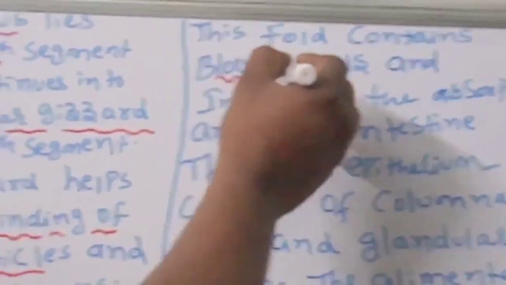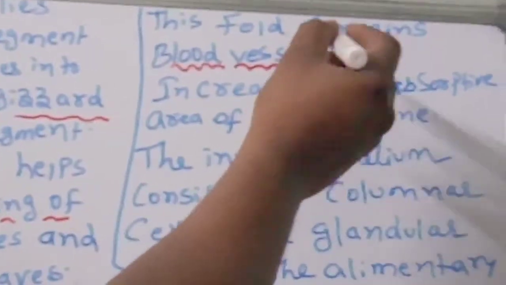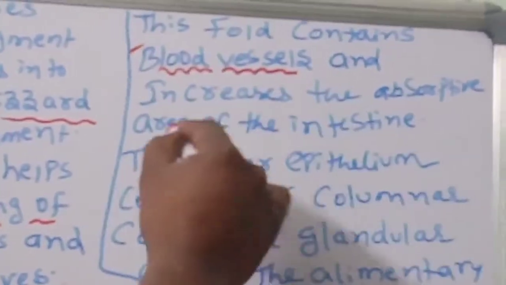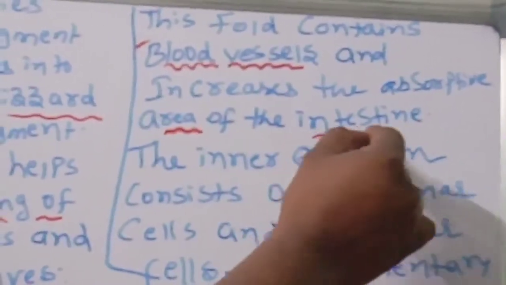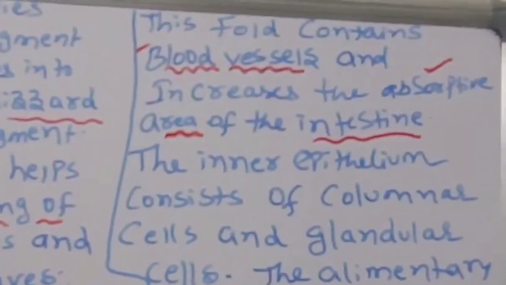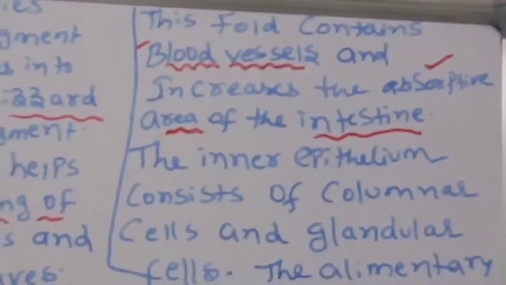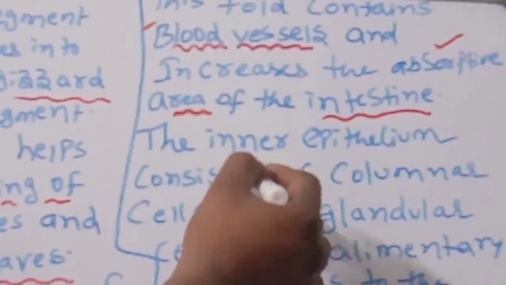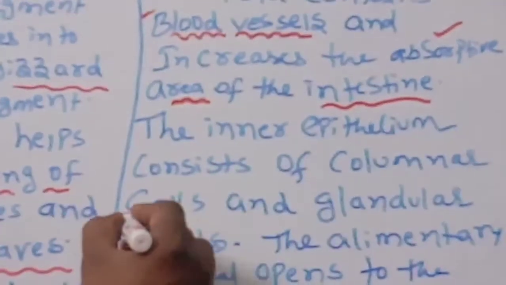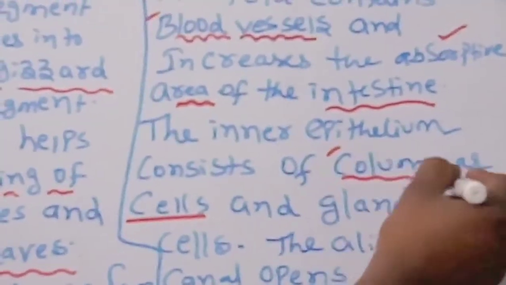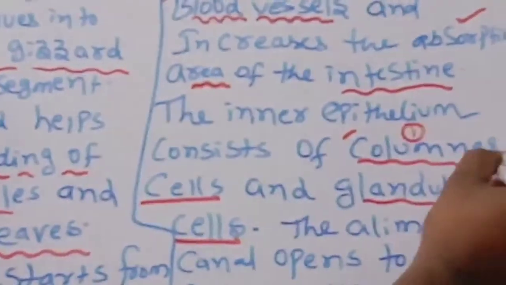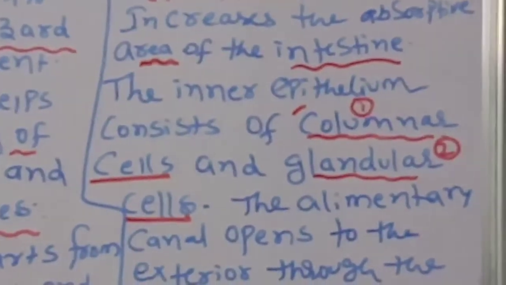What does this fold contain? Blood vessels. The diplosole contains blood vessels and increases the absorptive area of the intestine. The inner epithelium of the alimentary canal consists of columnar cells and glandular cells, and the gland cells secrete the secretions.